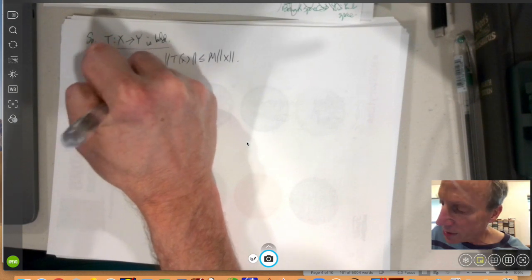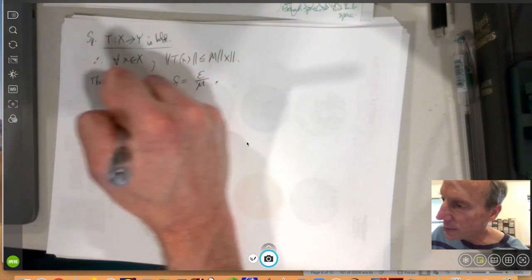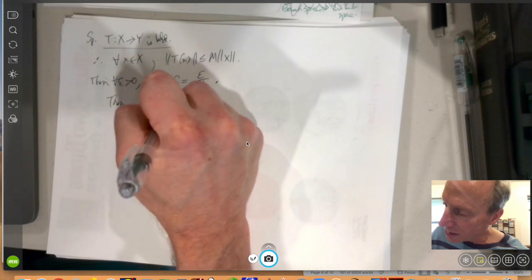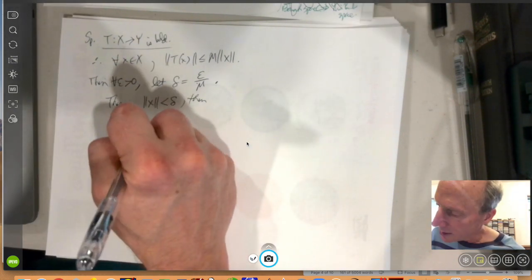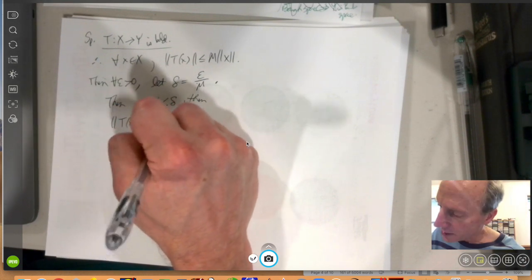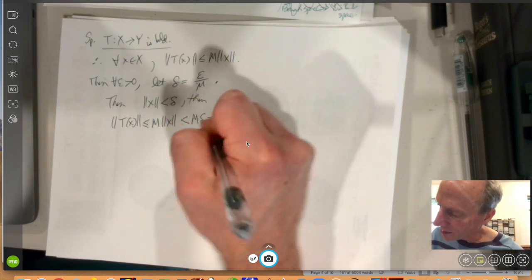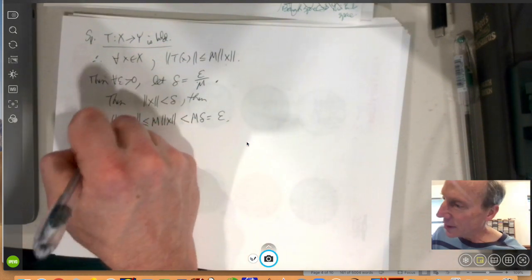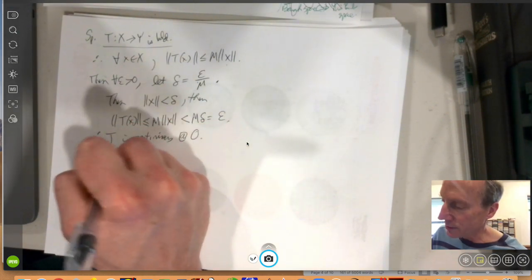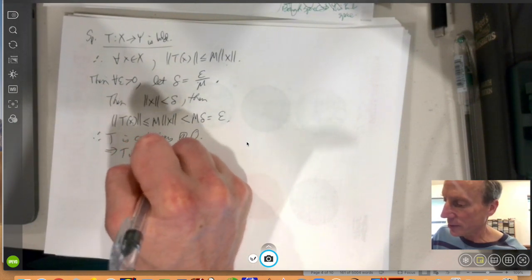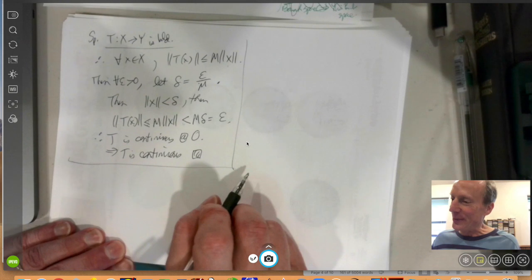Then, for all epsilon greater than 0, I'm going to let delta equal epsilon over M. Then, if I take the norm of x less than delta, then the norm of Tx is less than or equal to M norm x, but then that is less than M delta, which equals epsilon. So therefore, T is continuous at 0. But that means T is continuous from the previous theorem. Here we go. Pretty shocking, huh? Pretty amazing.